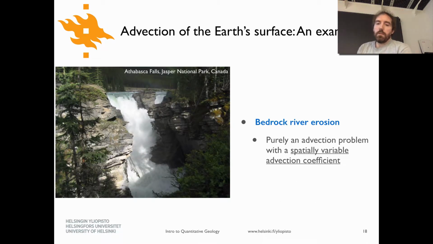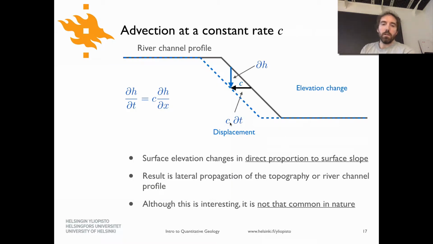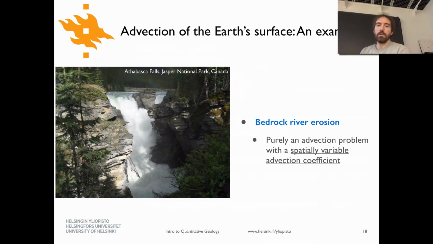So what happens in natural rivers is that we do have bedrock erosion that we can model with an advection equation, but the difference is this coefficient that's here called C isn't constant in nature. And I'll show you why that is in just a moment. Because that's not constant, that changes the shape of the river and it makes it look a little different than the picture we've been looking at.